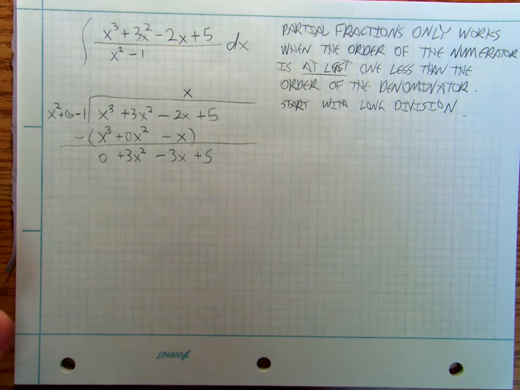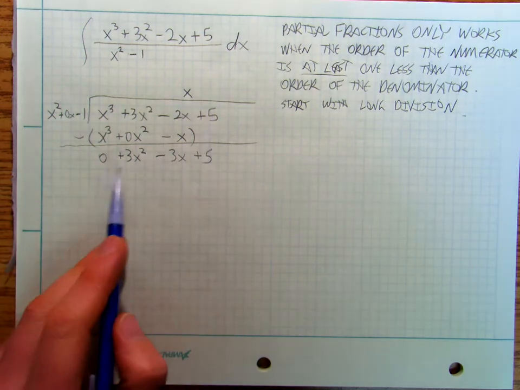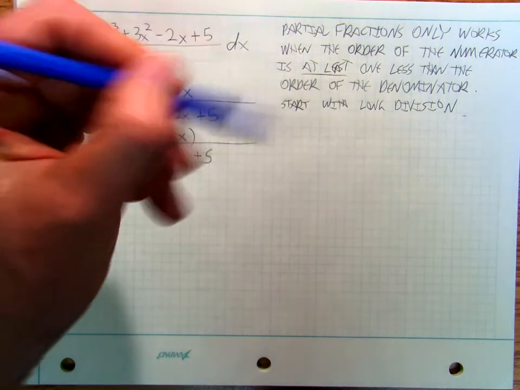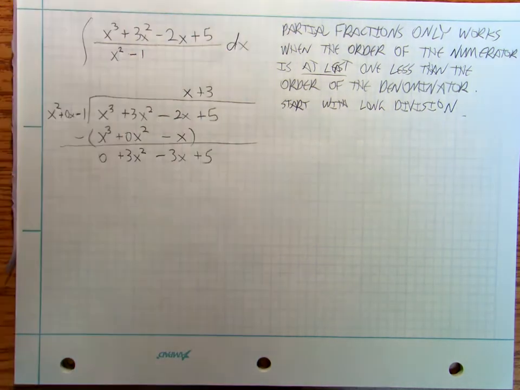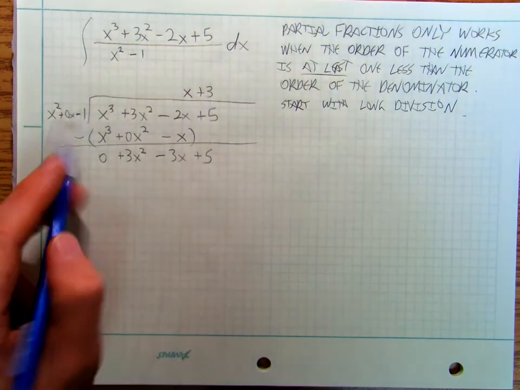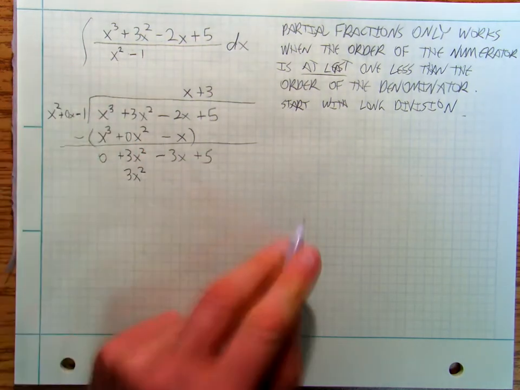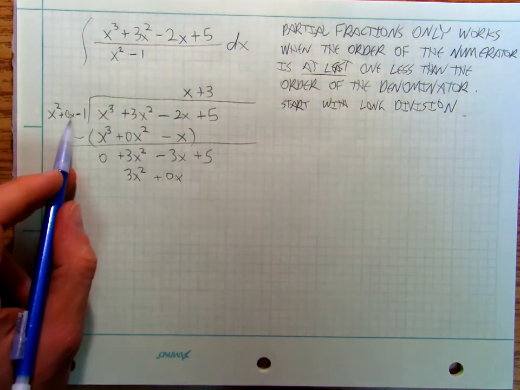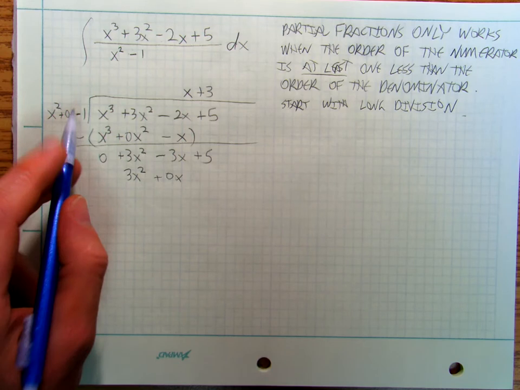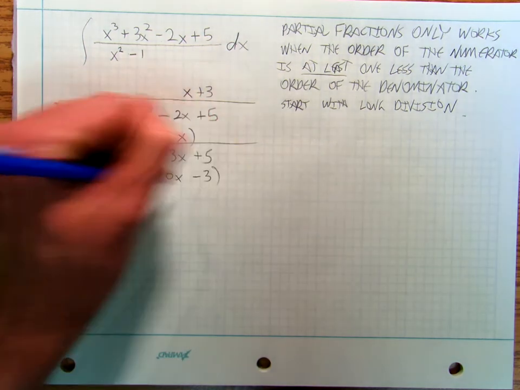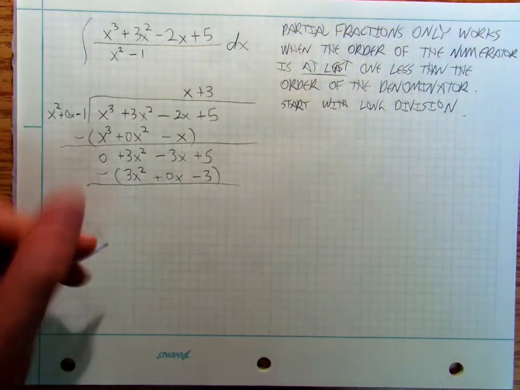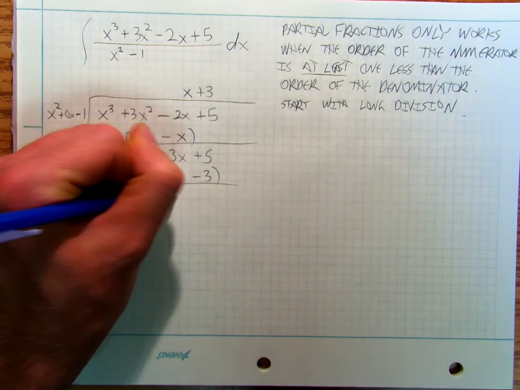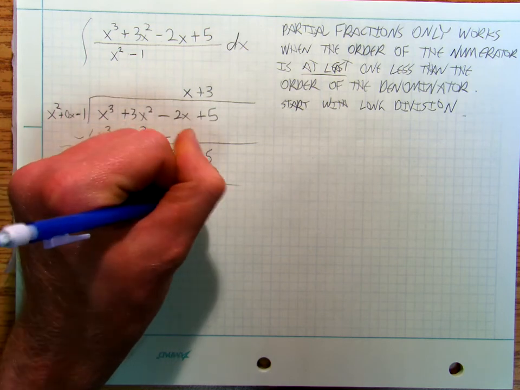Then I go, what times x squared gives me 3x squared? Well, plus 3. So I've got 3x squared plus 0x minus 3. I subtract those, and I've got 0, and I've got minus x, and I've got plus 8.